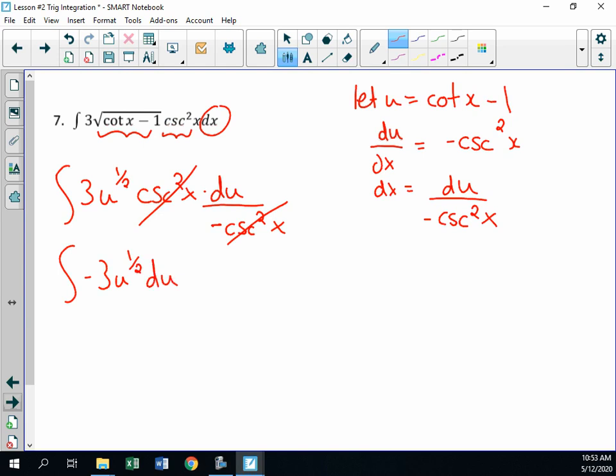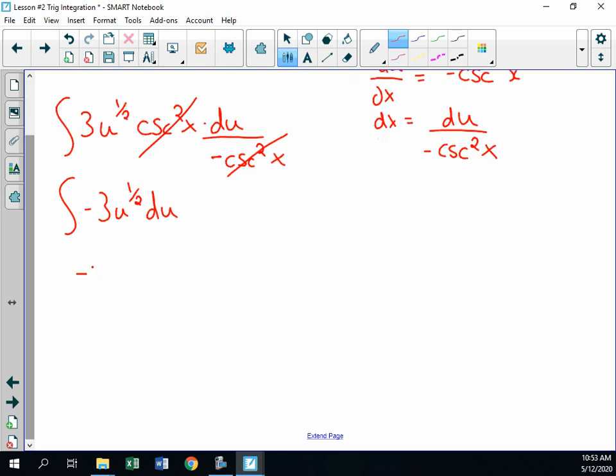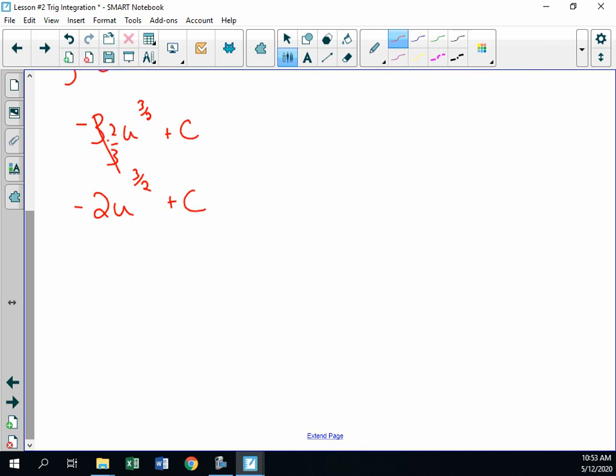Now I take the antiderivative, negative 3. I add my exponent of 1, so I get 3 halves. Dividing by 3 halves is the same as multiplying by 2 thirds. Those cancel, plus my constant. I get negative 2 u to the power of 3 halves plus my constant. Plug back in what u is equal to and add my constant. Okay, one more.